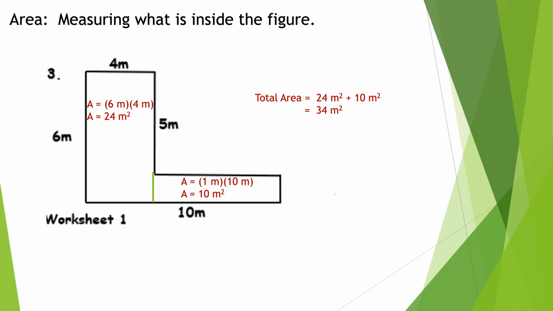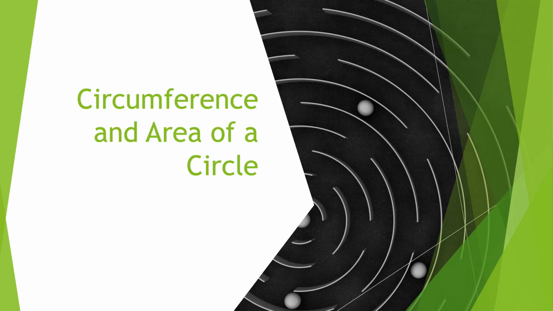Okay? All right, so that's some area of irregular figure work. Now let's work a little bit on circumference and area of a circle. Once I put those two together, the circumference and area parts, then on our next lesson, we'll add some of those into irregular figures.